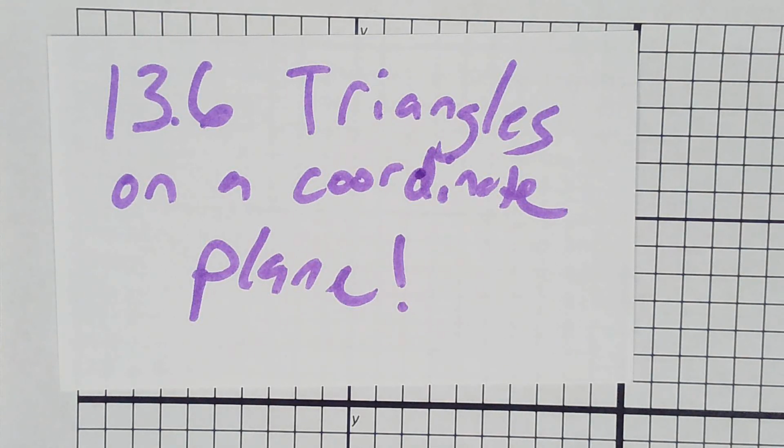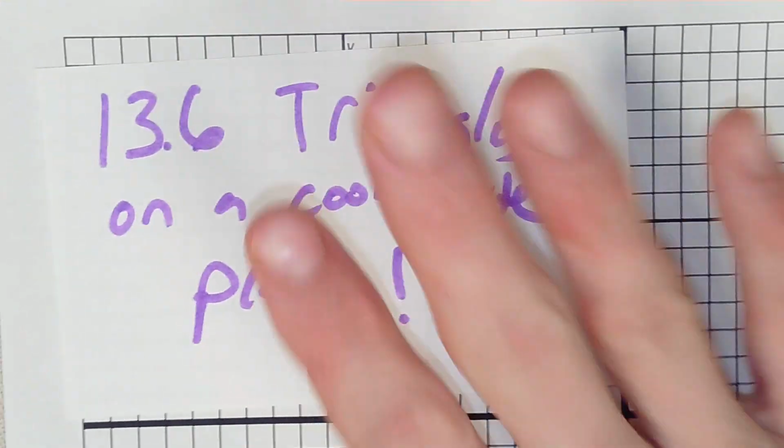All right, this is 13.6, triangles on a coordinate plane. This is going to be a good one. Should be pretty much a review for most of you guys, but let's get right down to it, okay?